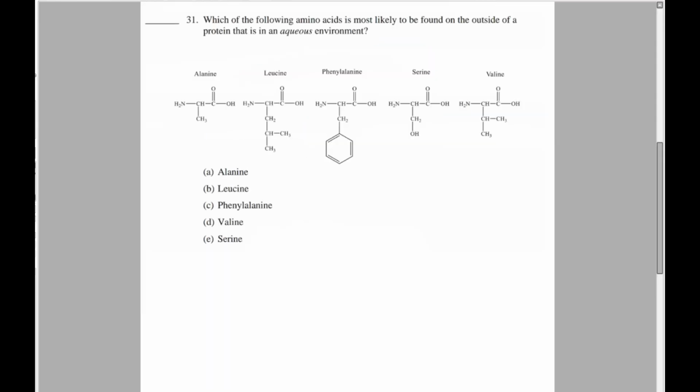31. Which of the following amino acids is most likely to be found on the outside of a protein that is in an aqueous environment? So we're given these 5 different amino acids, and we're told that this protein is in an aqueous environment. Aqueous meaning an environment with water. So I'm just going to write that. And remember that water is polar. So basically, we just need to find the most polar amino acid because like mixes with like in this case.